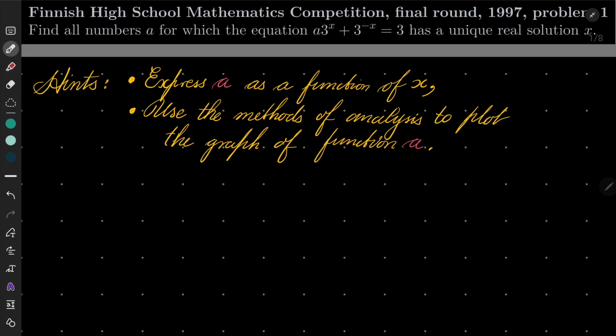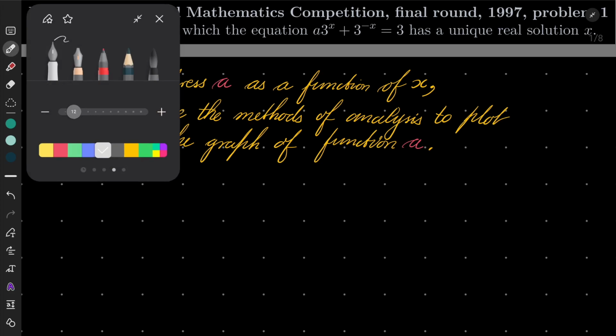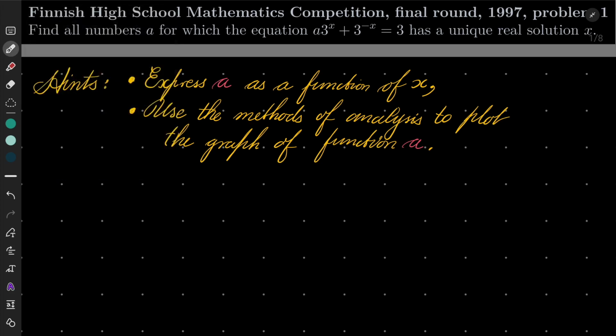So my hints for this problem: there are many ways to do it, but I think the most obvious one is to express a as a function of x and then use the methods of mathematical analysis, i.e. limits, derivatives and so on, to plot the graph of function a. And from the graph it should be quite an easy task to see for which a this equation has only one solution. So give it a shot and we will see shortly.